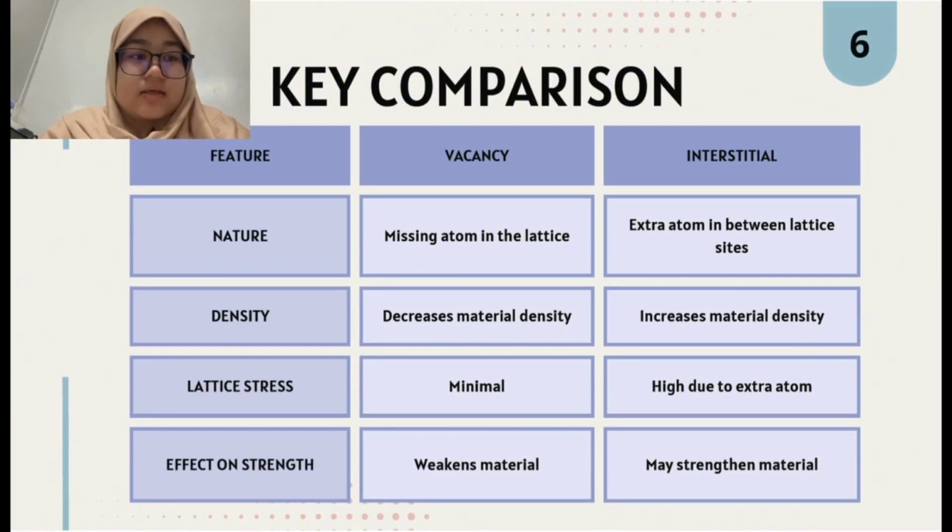Last but not least, effect on strength. Vacancy mostly weakens material, such as making it soft and easy to bend. Meanwhile, interstitial may strengthen material, making it hard and usable for the long term. Let's conclude the topic of point defect. Now, we will move on to a new topic.